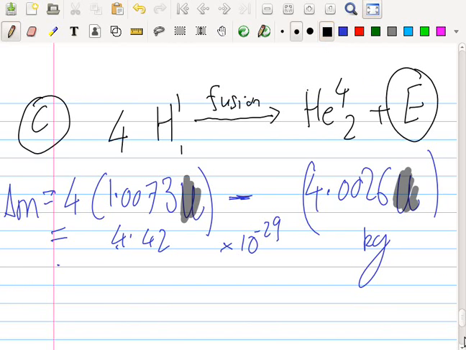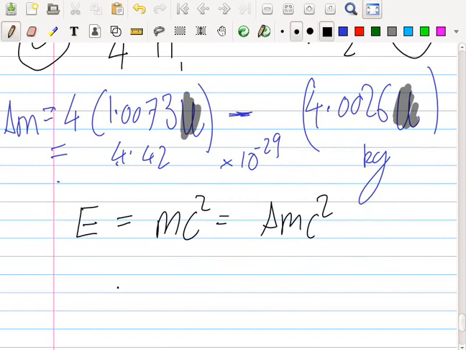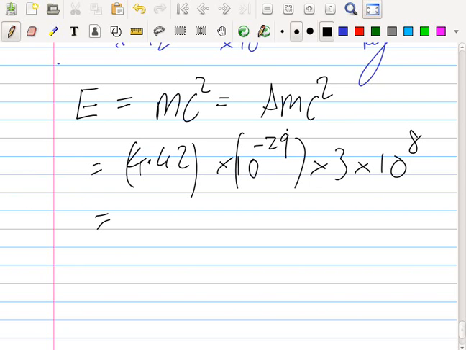But we want to know how much energy is made. Where does this energy come from? Fusion. Yeah, which formula? It comes from the lost mass. So what's the formula? E equals mc squared, which in this case is delta m c squared. 4.42 times 10 to the minus 29 times 3 times 10 to the 8, squared.